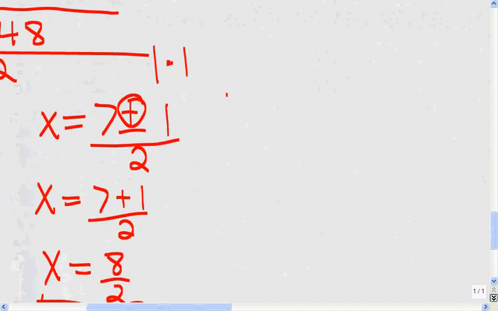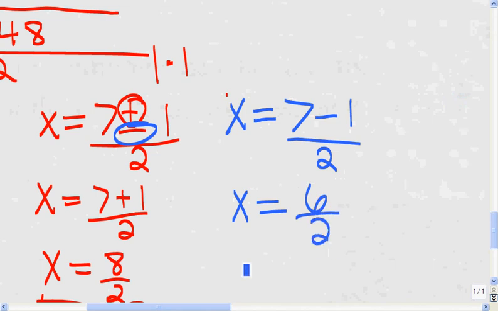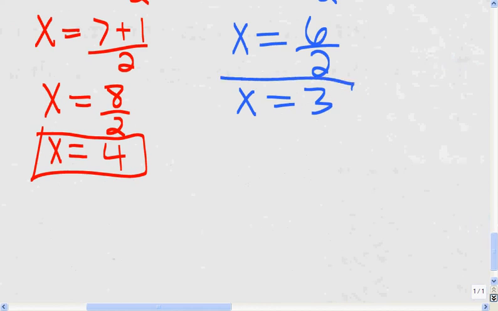Then I work out the equation with the negative 1. So I do x equals negative 7 minus 1 over 2. X equals negative 8 over 2. X equals negative 4. And those are my two answers. X equals negative 3, x equals negative 4.